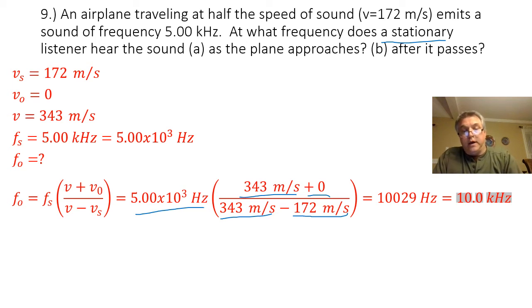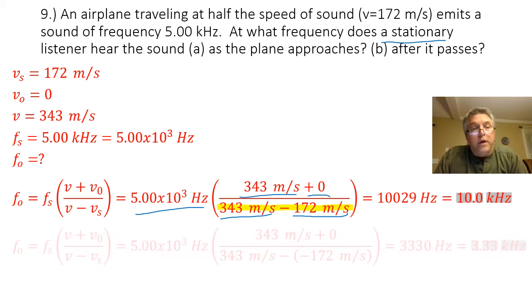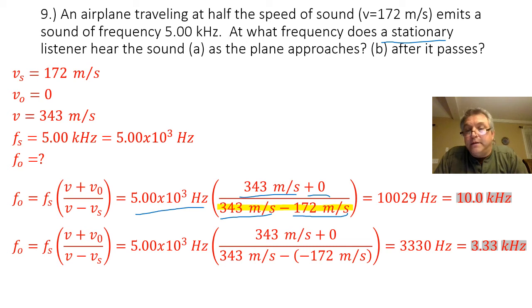So again, on this bottom half of the equation, we have 343 meters per second minus a positive 172 meters per second. And when we do out that calculation, we are going to have an observed frequency of 10,029 hertz, or 10.0 kilohertz.